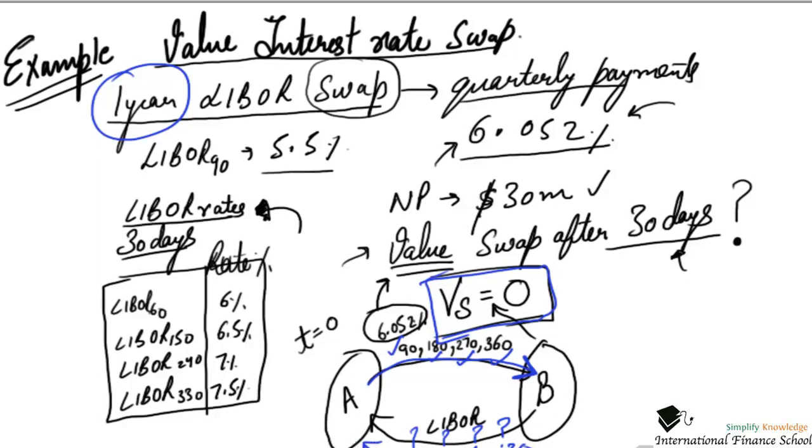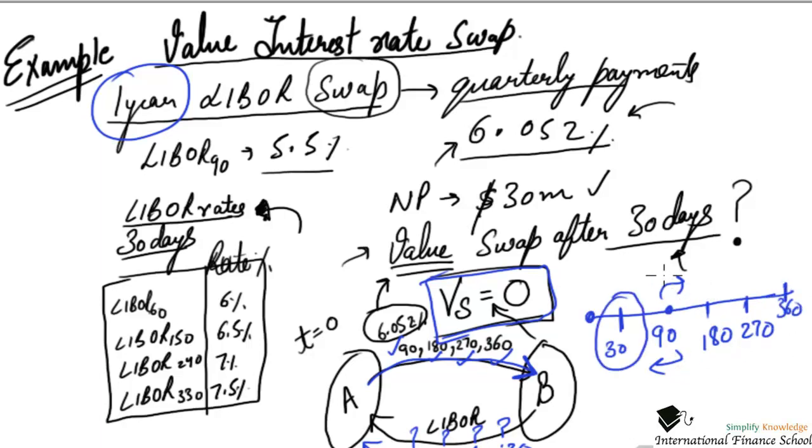So that's the condition of the swap, and we are saying, well, 30 days have elapsed. The coupon was supposed to be paid in fixed and received in floating after 90, 180, 270, 360. But we are here at this time right now after 30 days. Now how to value this swap?